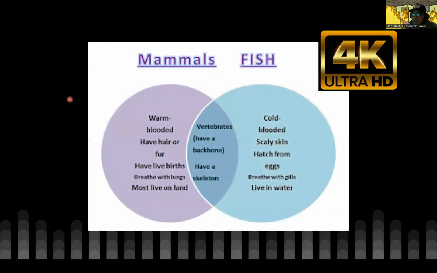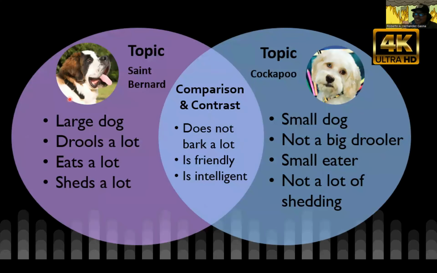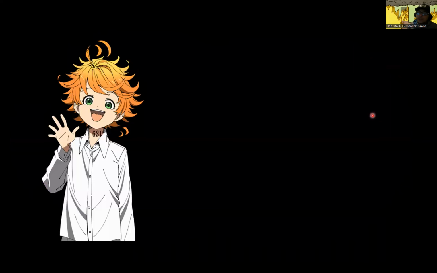Okay, and here we have an example. This example might not be the best one, so let's go to the actual example right here. Let's say we're comparing St. Bernards to Cockapoos. On the sides, where it does not overlap, we have the differences. These are only characteristic to St. Bernards and not to Cockapoos, and vice versa. These are only characteristic to Cockapoos and not to St. Bernards. And in the middle, we would have our things that are similar. This is just an example, and we would use this before we start writing just to know what we want to compare and contrast, and have an idea before we start writing our paragraph.